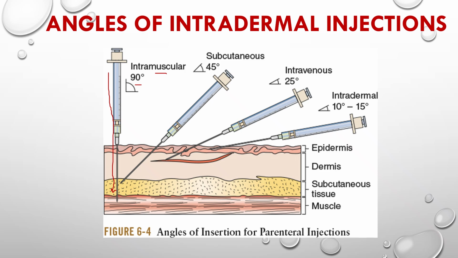Now, subcutaneous, we're going through the skin down to that cutaneous tissue that lays just above the muscle. So it's going in more to a 45-degree angle. IV is more to a 25-degree angle, of course, going in directly into the vein. And then intradermal, we're still wanting it kind of in that skin layer that's really thick because of all those squamous cells there. So it's going to be at a 10 to 15-degree angle, so almost perpendicular to the skin.